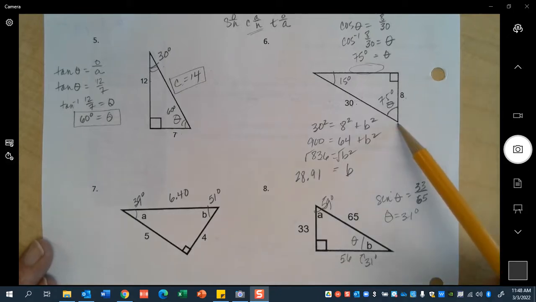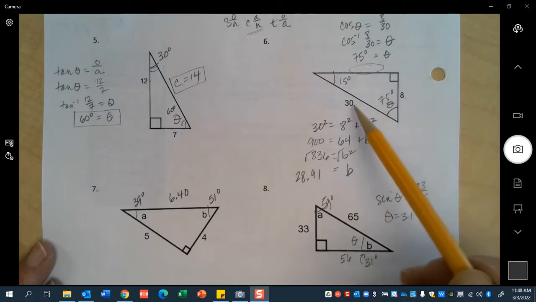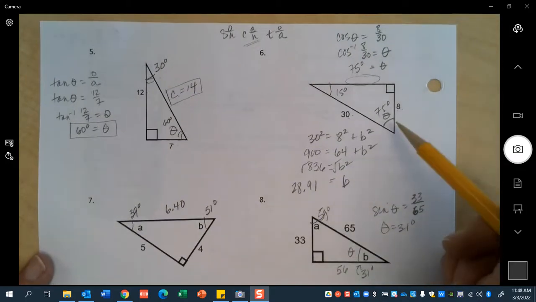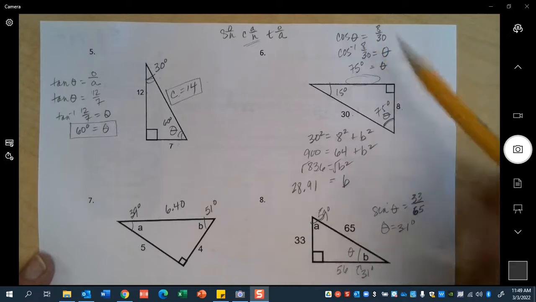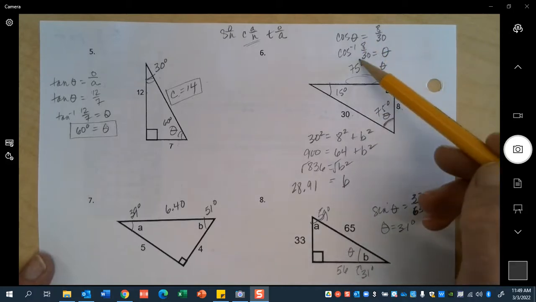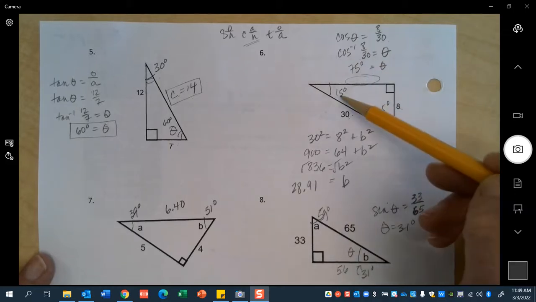Number 6. I'm given 2 sides of a triangle. I don't have any angles. So the first thing I'm going to do is go figure out what this theta is. And I know the cosine of this theta is my adjacent compared to my hypotenuse. So I enter this into the calculator by using the second function, and I get a 75-degree angle. Once I get a 75-degree angle, I get a 15-degree angle.